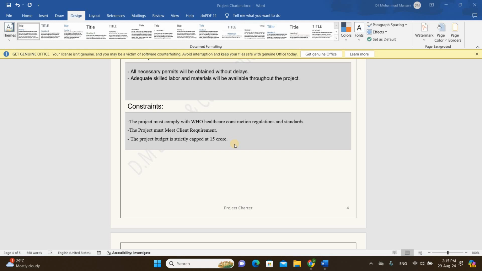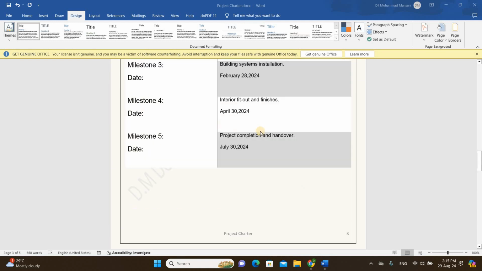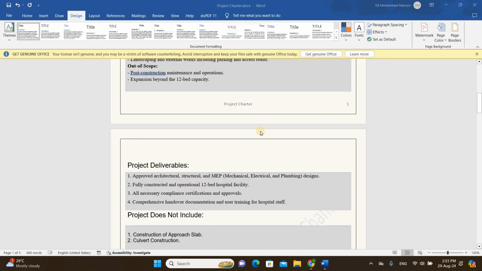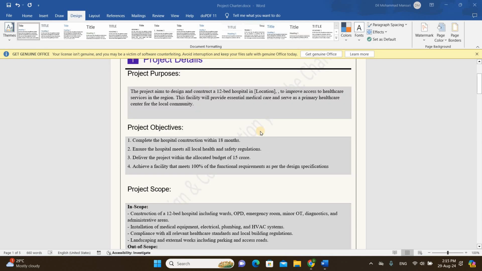So this is how we can prepare a project charter, and these are important documents for any construction. I think it is good for construction practitioners, civil engineers, and project managers. This is a must-have document for everyone.